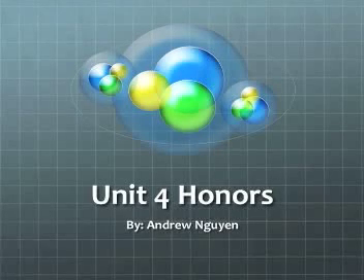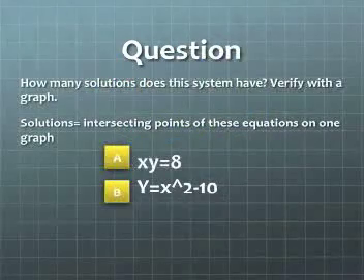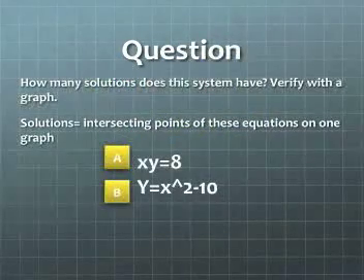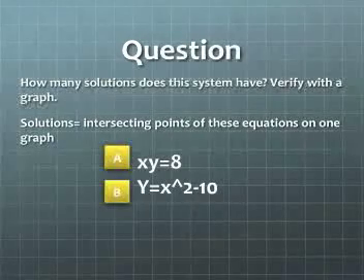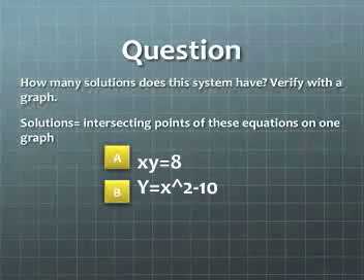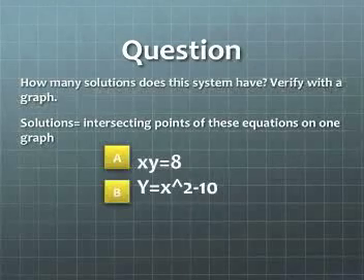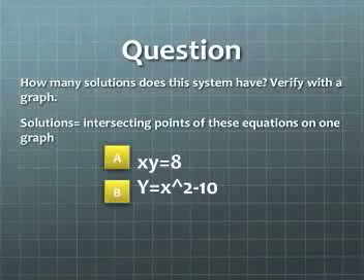Hello, my name is Andrew Nguyen, and I will be talking about finding solutions through a series of two equations in Unit 4. I will be explaining one problem, which is xy equals 8 and y equals x squared subtract 10. I will call xy equals 8 equation A and y equals x squared subtract 10 equation B for easier usage, and I will use A and B as substitutes for these equations.